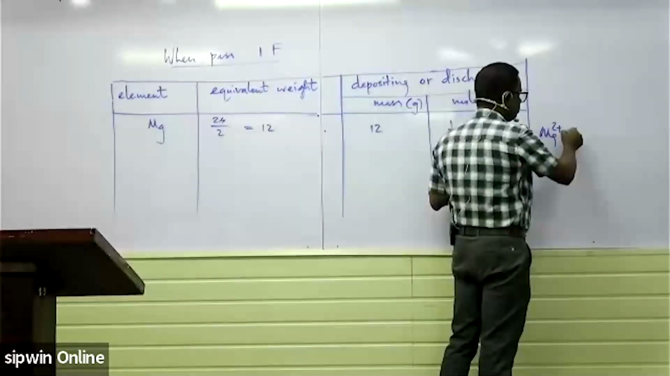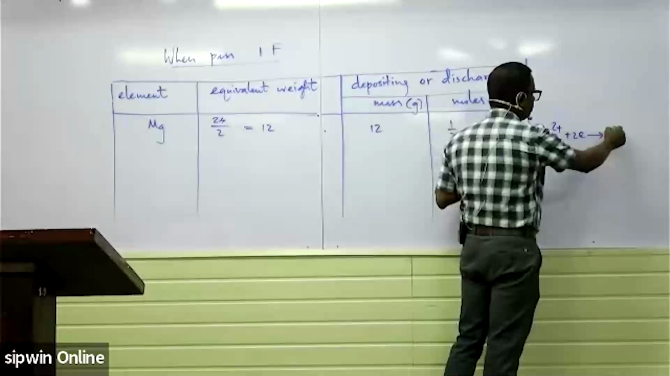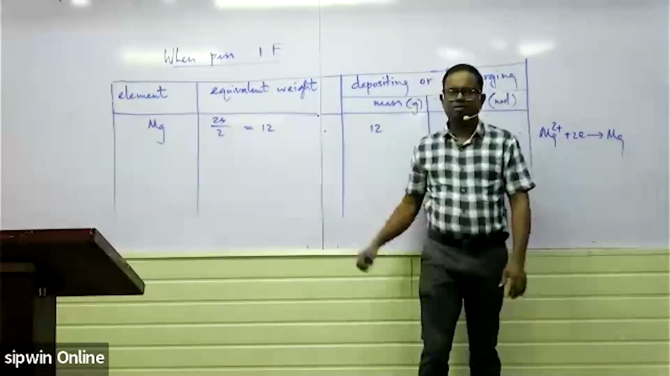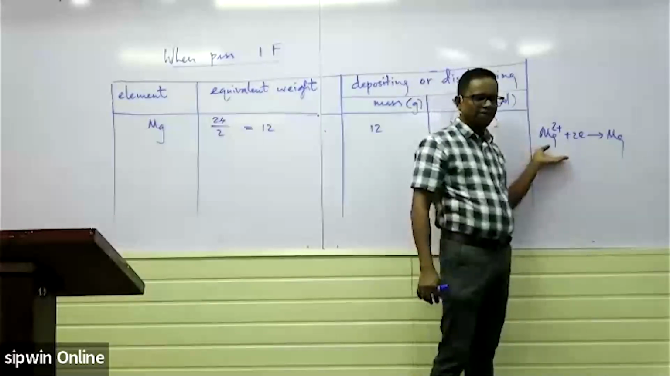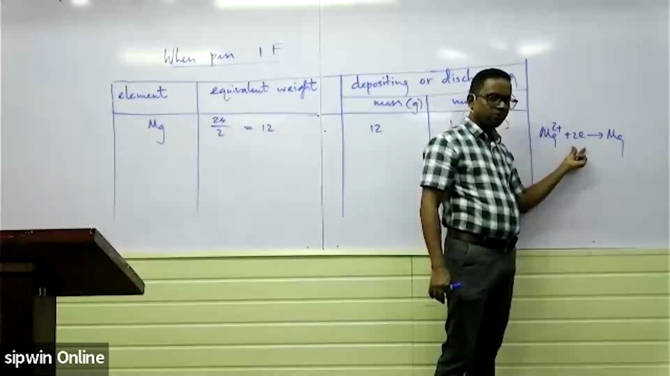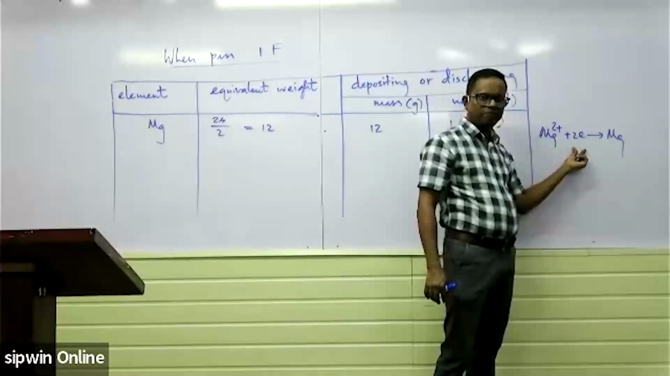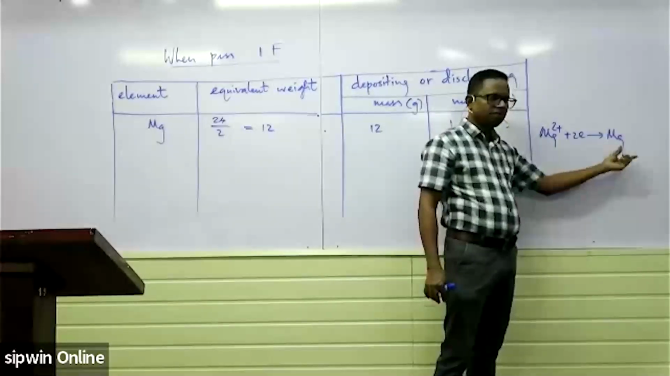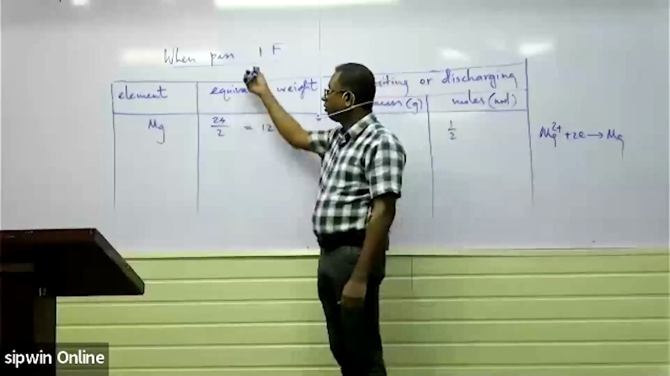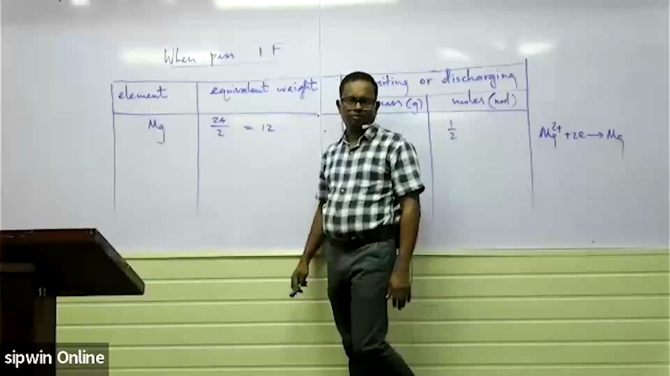Magnesium 2 plus 2 electrons gives magnesium. Recognize this, but with this one we can easily do it. 2 Faraday, 2 moles of electrons. If 2 Faraday is passed, I can have 1 mole of magnesium, 24 grams. So per one Faraday it's 12.